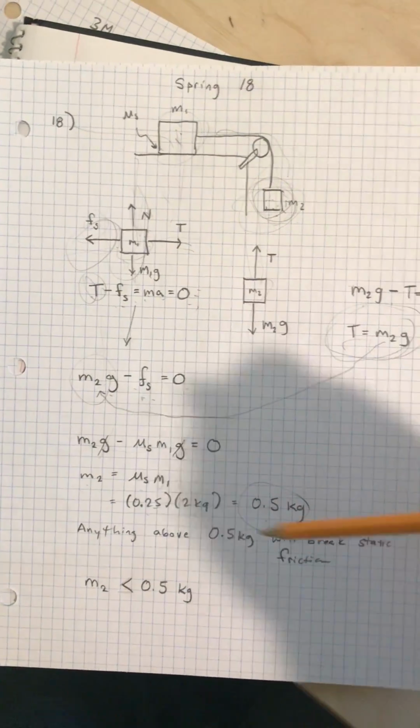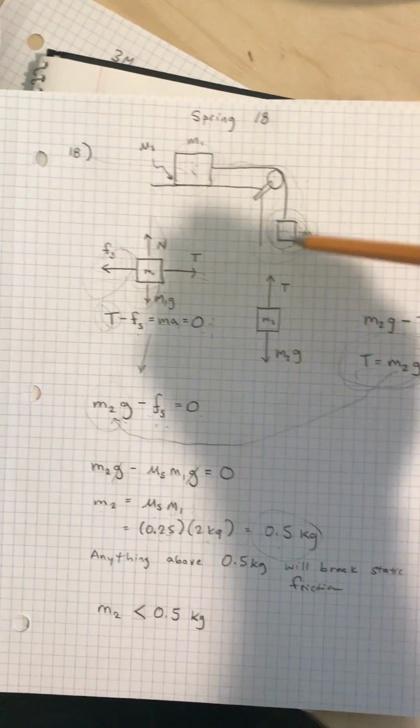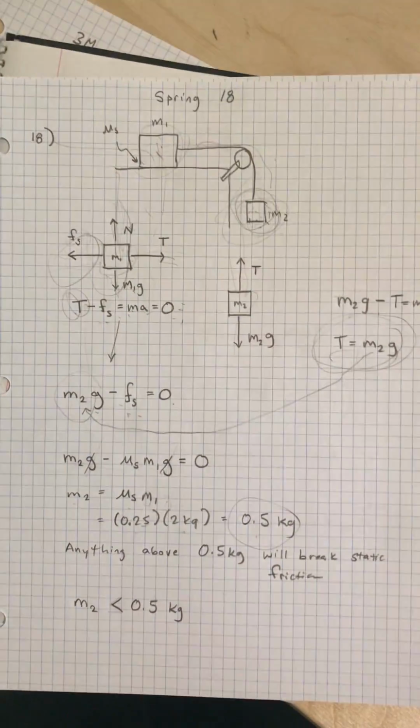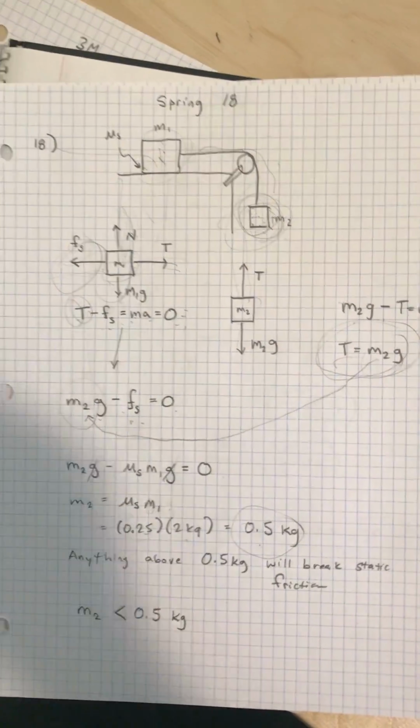So 0.5 is the threshold. Anything larger than 0.5 kilograms and this problem is going to move. Anything less than 0.5 kilograms and it stays static. And that's the solution.